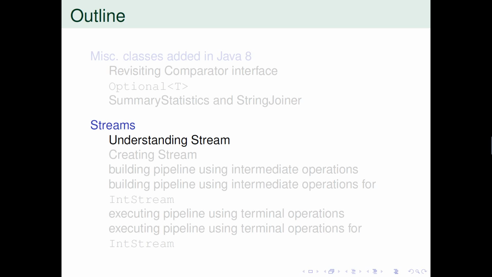Okay, fine. So now let's proceed. Let's look at one of the important topics, one of the very powerful things added in Java 8, streams. So let's see, what is a stream? The purpose of a stream is like building a pipeline. It's for creating a pipeline of operations and executing it. Okay, let's see.